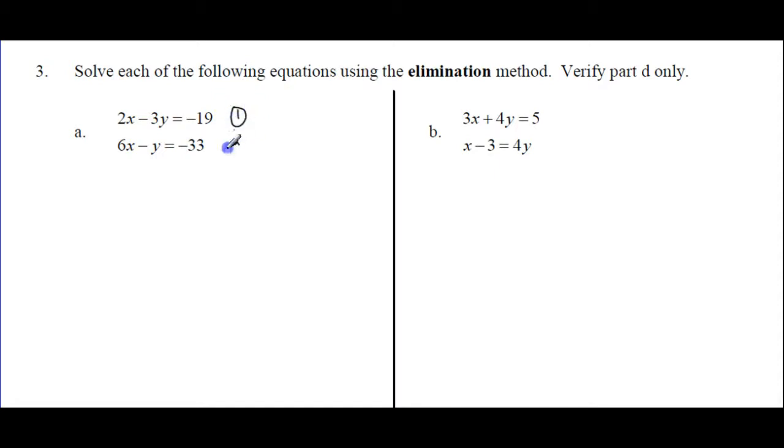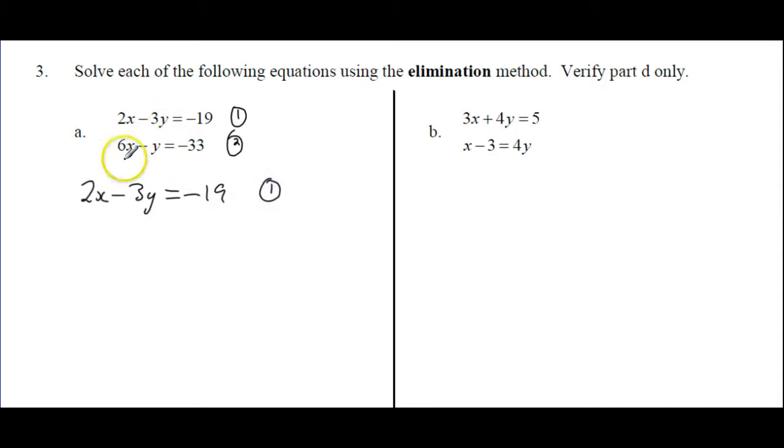So I'm going to number these. Now here's the thing, if you like to add, you can multiply this equation by -3, making this -6. So some people like to do that. And if you subtract, they need to be the same. So what I'm going to do, I'm going to go with 2x minus 3y is equal to -19.